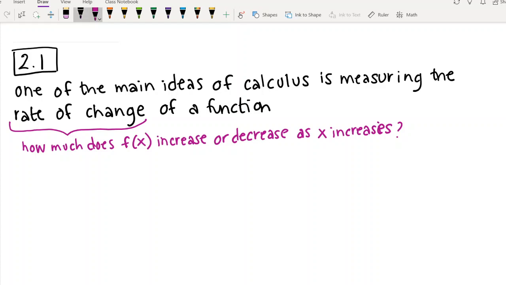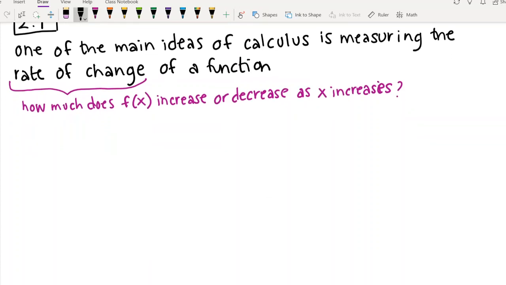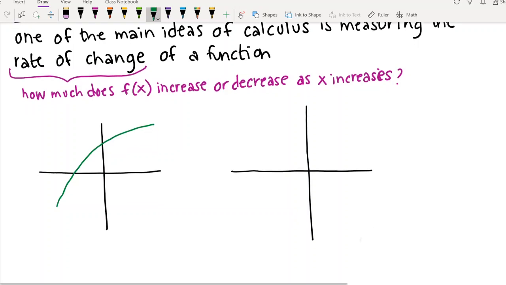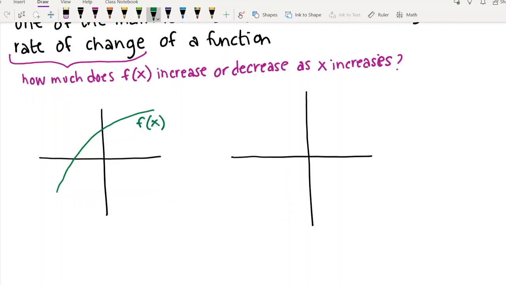So let's look at a couple of concrete examples of functions. I'm just going to sketch a couple of functions here. The first one, let's say, looks something like this. The function that I just drew here, let's say this is called f of x. This is an example of a function that has a positive rate of change, because as x increases, as you move from left to right, the outputs, the y values, are getting bigger. So this is an example of a function that has a positive rate of change.